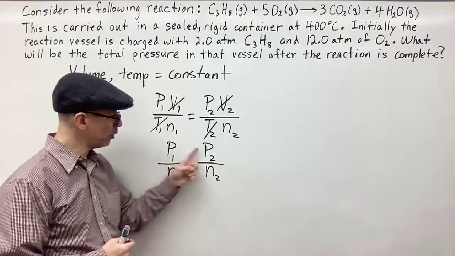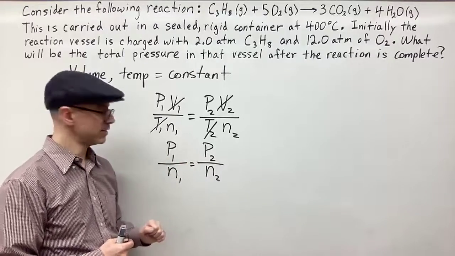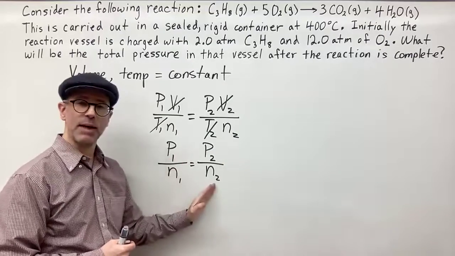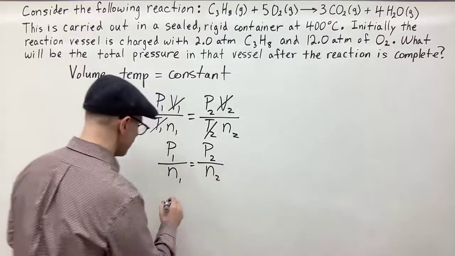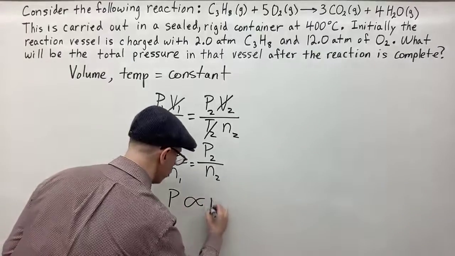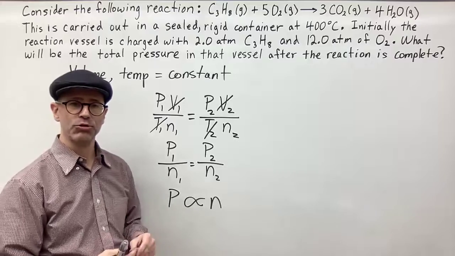So if I double the pressure, then that's like doubling the amount of gas. If I halve the pressure, then that's the same as halving the amount of gas, right? So what does that tell us? It simply tells us that pressure is proportional to the amount of gas. Now, why is that helpful and useful?